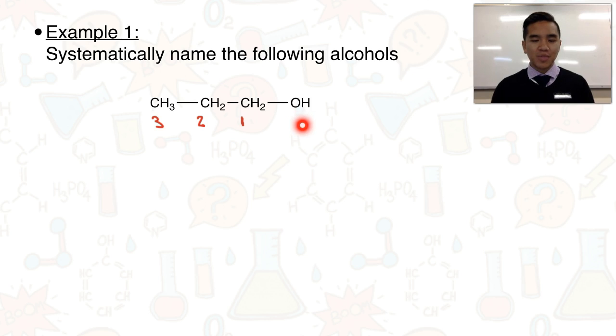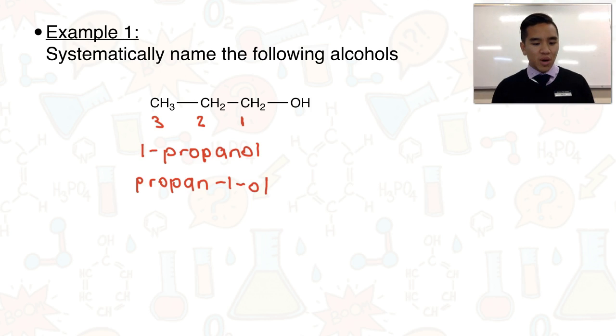This hydroxyl group is positioned on carbon 1, so we write this as propan-1-ol or 1-propanol. I'll write these both underneath. It doesn't matter where you position that number as long as you've indicated it somewhere, whether it's at the start of the name or in between the propan and the -ol. The propan indicates it's derived from an alkane made up of 3 carbons, and the -ol indicates it's an alcohol. In other words, it contains this OH functional group.